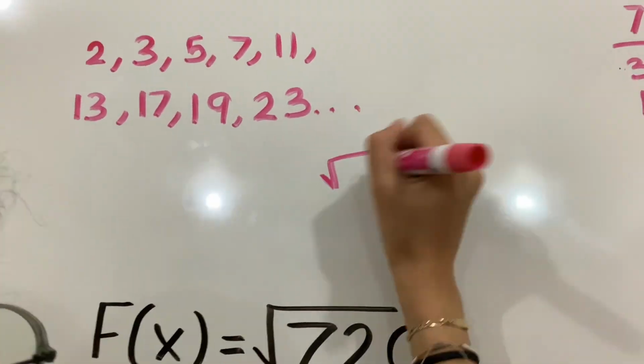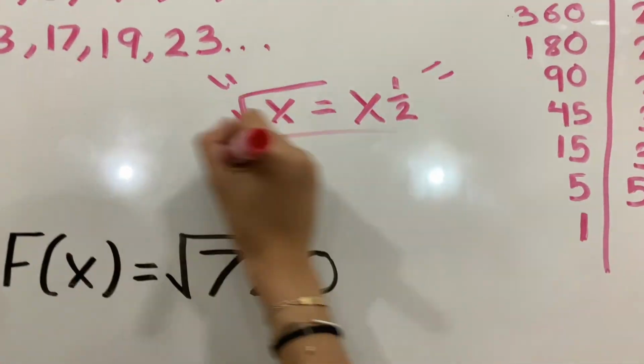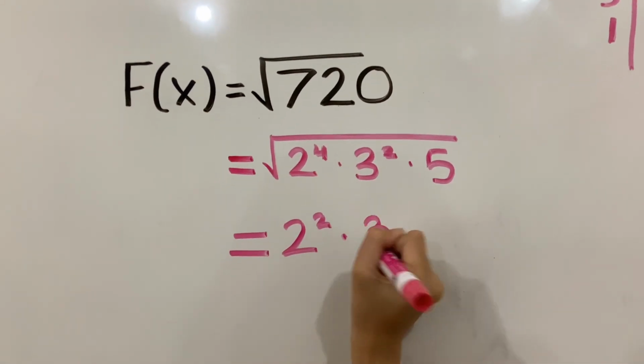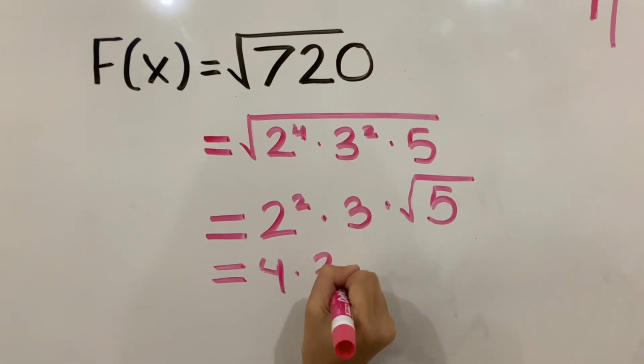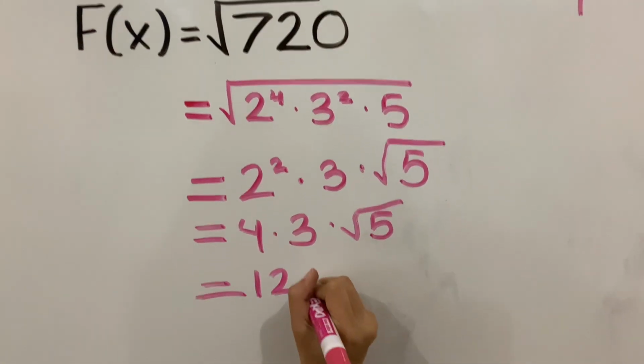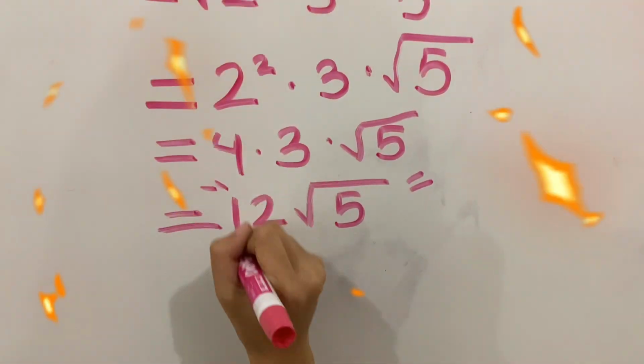Now we need a formula: the square root of x is equal to x with an exponent of 1/2. We simplify it by dividing by 2, and then we multiply the numbers outside the square root, and now we have our answer.